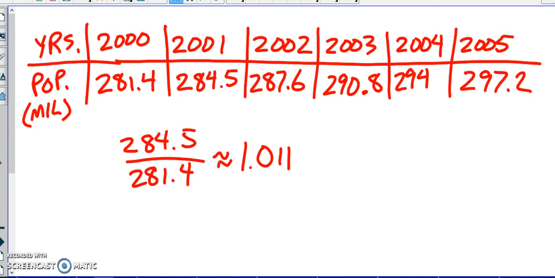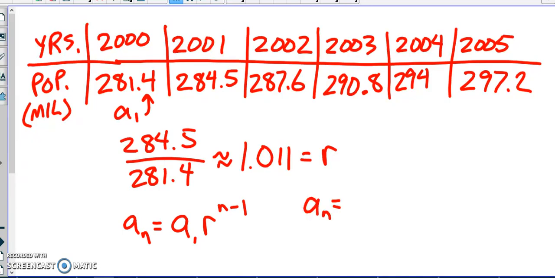Basically, you'd have a_n equals a_1 times r to the n minus 1. Your r is this right here, and that's your a_1 right there. So basically, all you'd have is a_n equals 281.4 times 1.011 to the n minus 1.